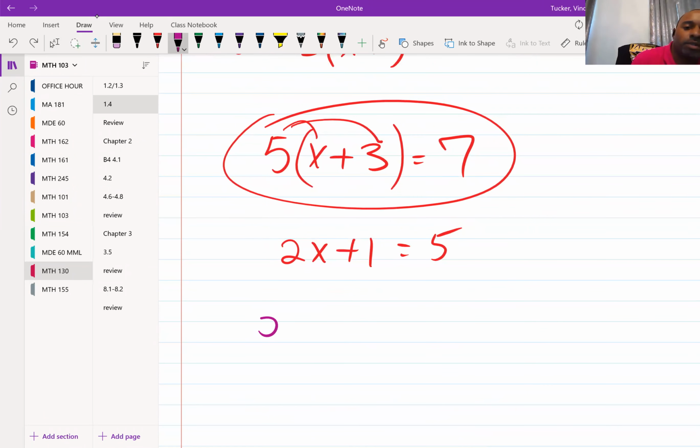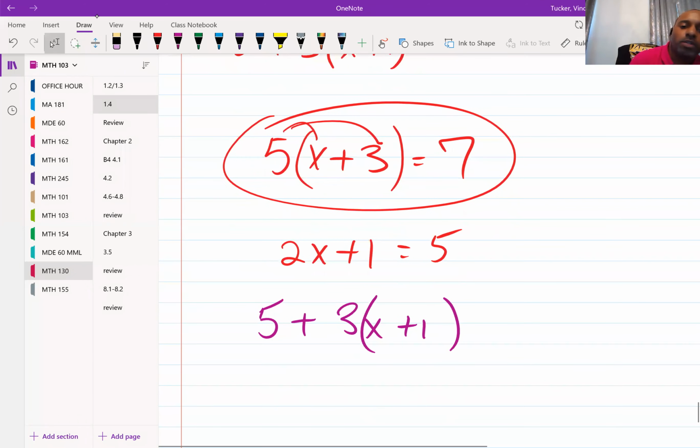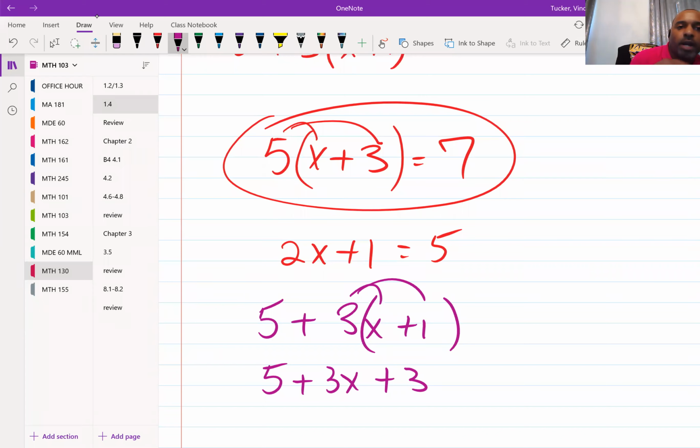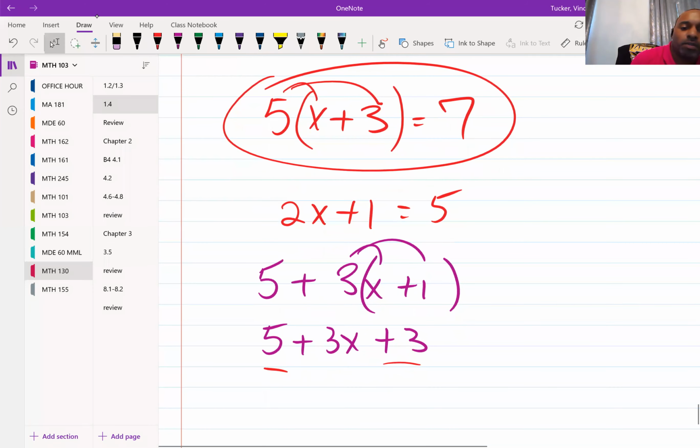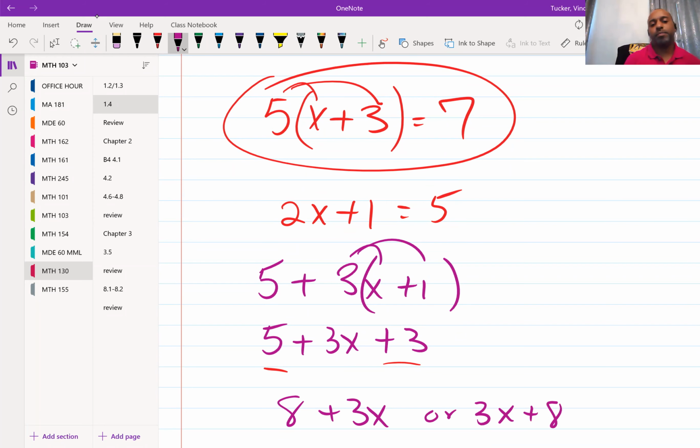So what we had was 5 plus 3 times x plus 1. That's what we had. So you distribute the 3. And then you will add 5 and 3, because those are your like terms. And the result would be 8 plus 3x. Or you could write it as 3x plus 8. Either one of those is fine, as long as the 8 is positive and the 3x is still positive. Yep, I got it. Thank you.